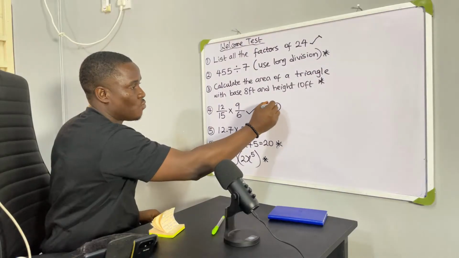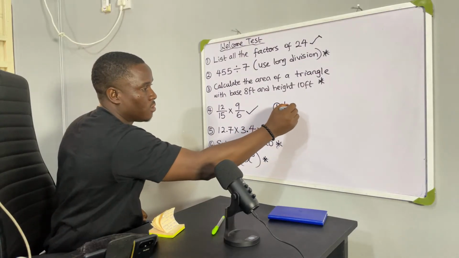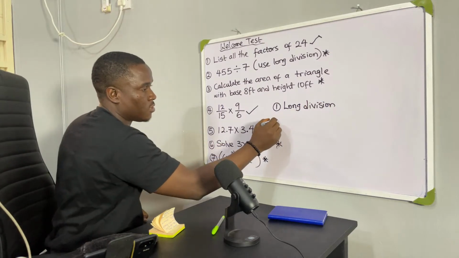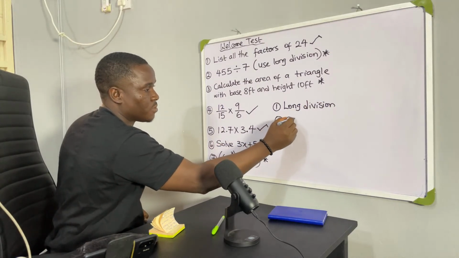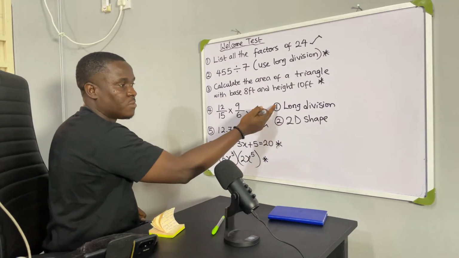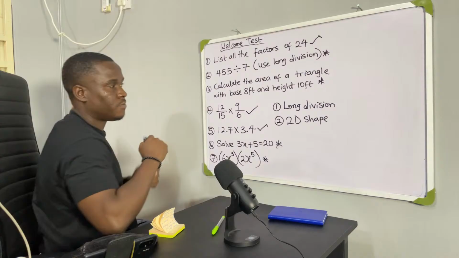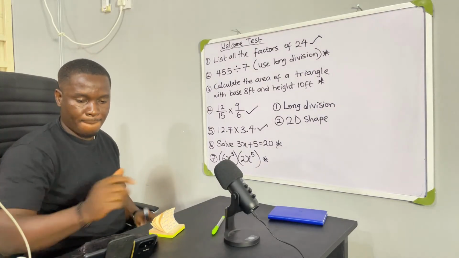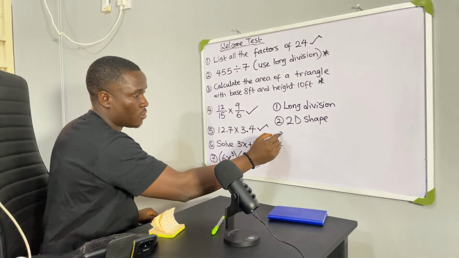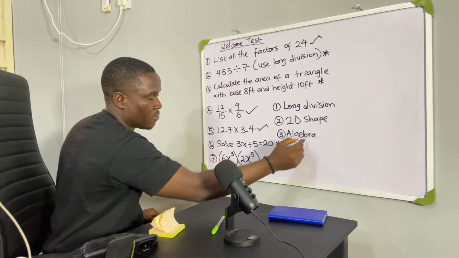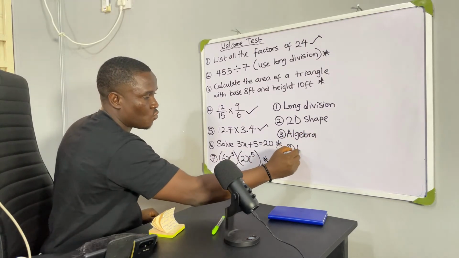So the first topic we will learn is long division. The second topic is 2D shapes. I think we should learn 2D shapes first. So put 2D shapes first. Because I think we can conclude on 2D shapes in one class. And then the third is algebra. And then the fourth is equations.